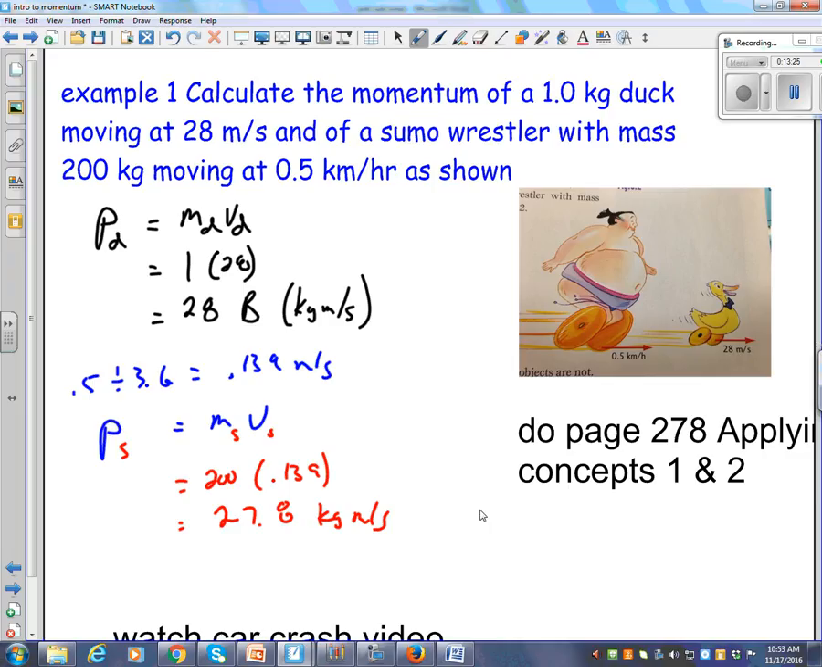And you will notice that they are virtually identical. So if I asked you, would you rather get hit by a 1 kilogram duck moving at 28 meters per second, or a 200 kilogram sumo wrestler moving at 0.5 kilometers an hour, it would be a coin toss, because it would be exactly the same impact. No, it would be the same. Exactly the same.